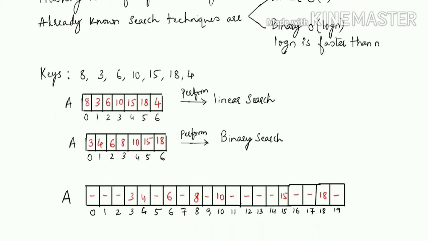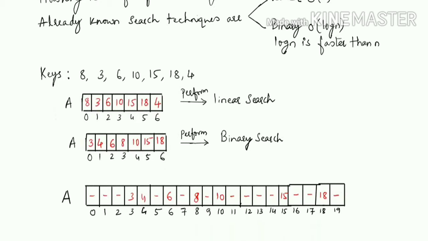Now what hashing is: before searching an element we first have to store it. So how we store the elements in an array is the hashing technique, and based on how we store the elements, we can search easily. So storing is basically necessary.